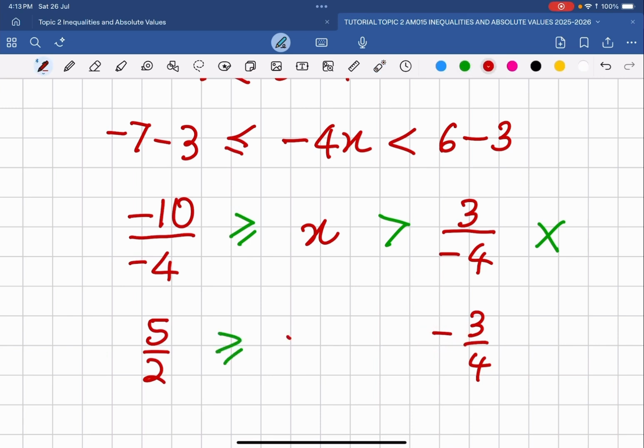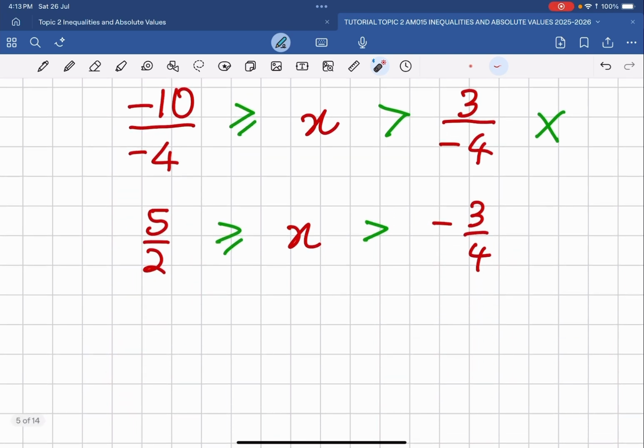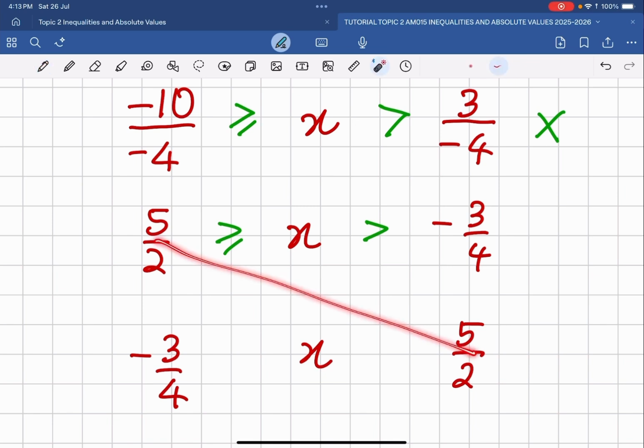As you can see, the smaller number is on the right and the larger number on the left. It's supposed to be the smaller number on the left and the larger number on the right. Once we swap these places, we have to change back the sign, which is like this.